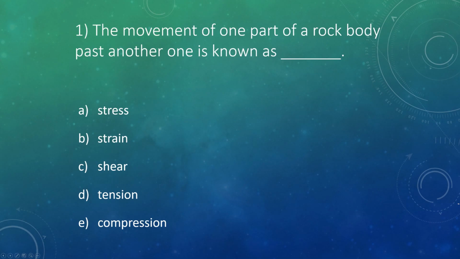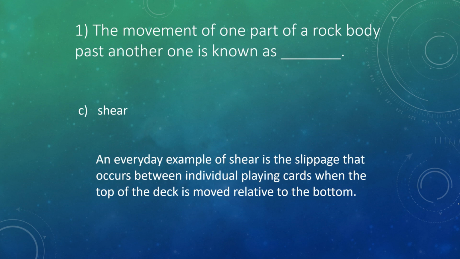So let's go ahead and conclude this first half of the lecture with some quick questions. Number one, the movement of one part of a rocky body past another is known as what? Okay, so in this case, the answer is C. An everyday example of shear is the slippage that occurs between individual playing cards when the top of the deck is moved relative to the bottom. So shear is when one part is moving past another.